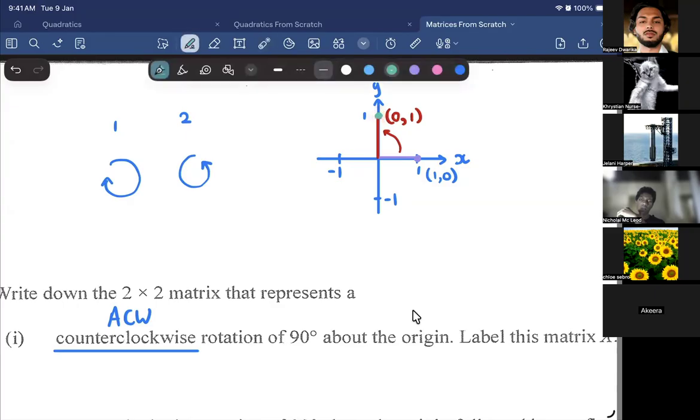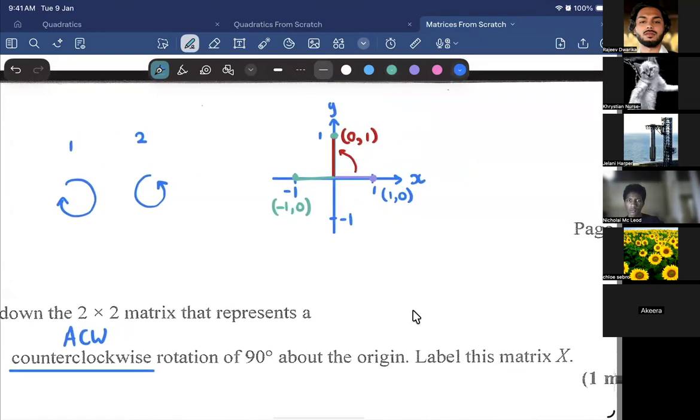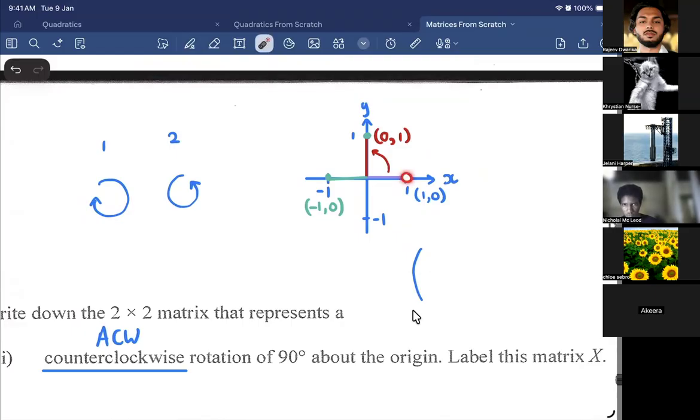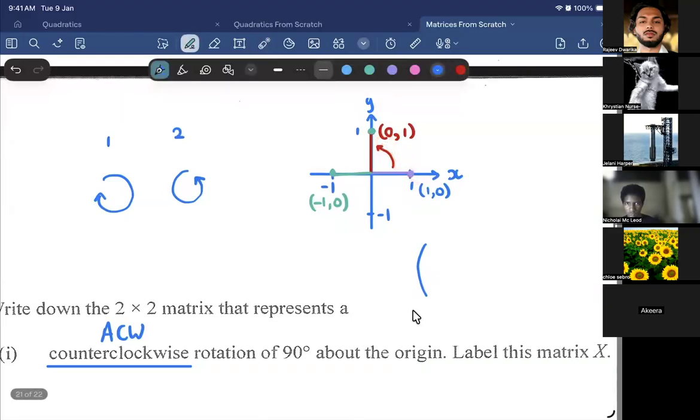Anti-clockwise? Right, anti-clockwise. So that means I would rotate 90 degrees, and I would end up eventually at what point? -1, 0. Negative 1, 0. Great. So tell me what happened to my x point after I underwent the transformation. Where did I end up? I end up at 0, 1, and then you end up at -1, 0.